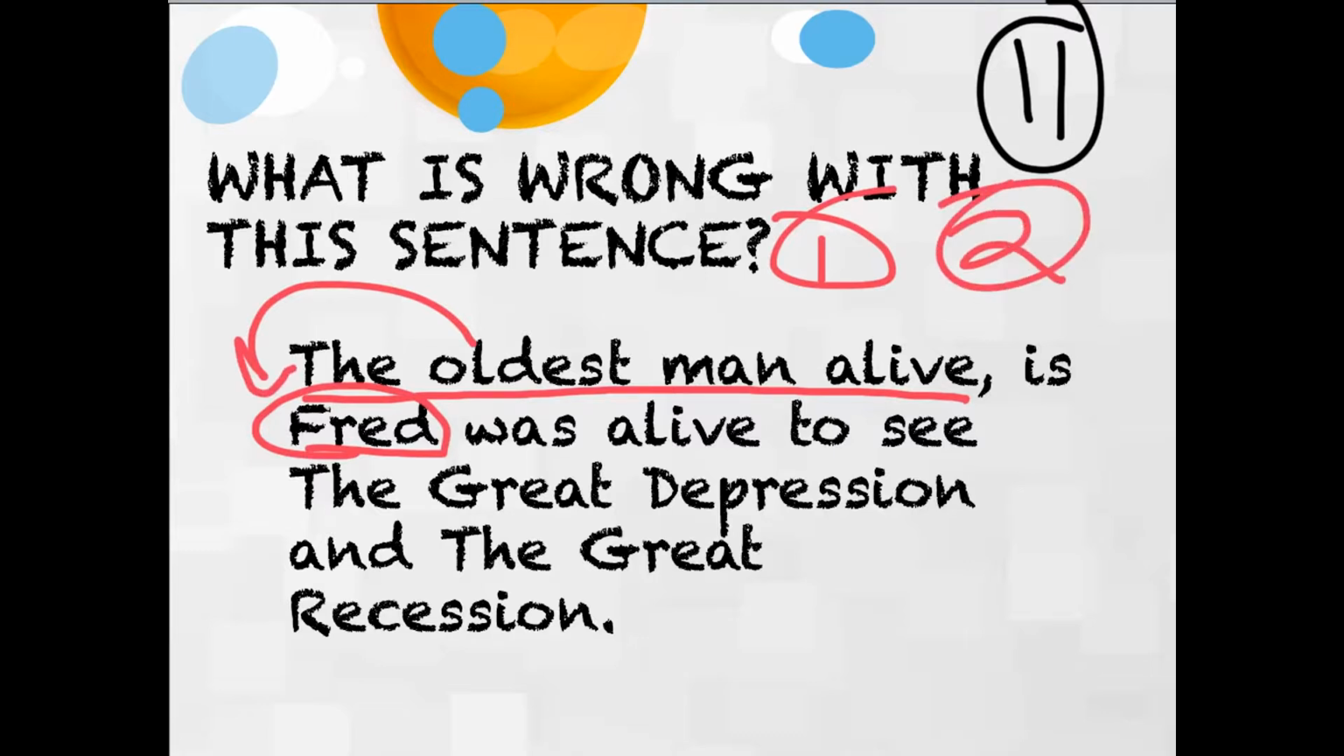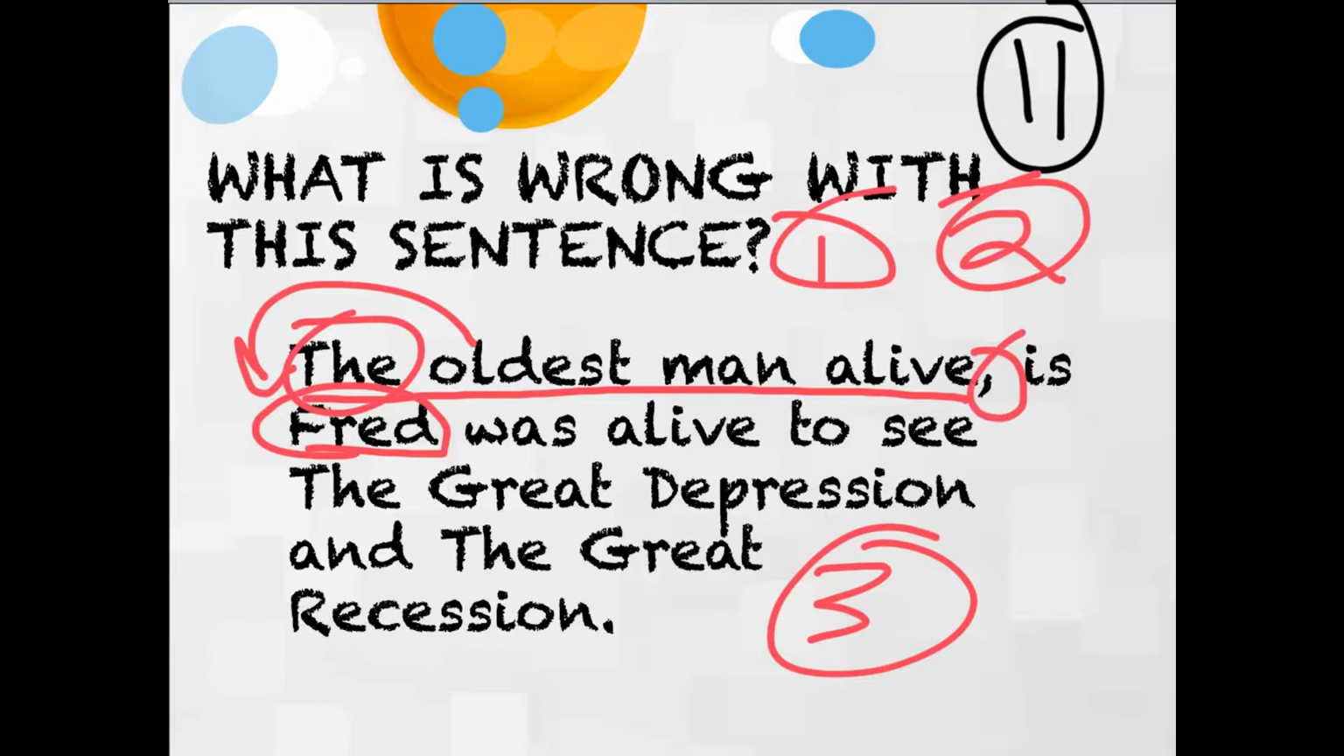Rule number 2, it usually starts with a or the. Well, there is the, so it's got rule number 2. Rule number 3, it must be followed by a comma. Boom, it's a comma there. So far we followed the first 3 rules. But watch when we do rule number 4.